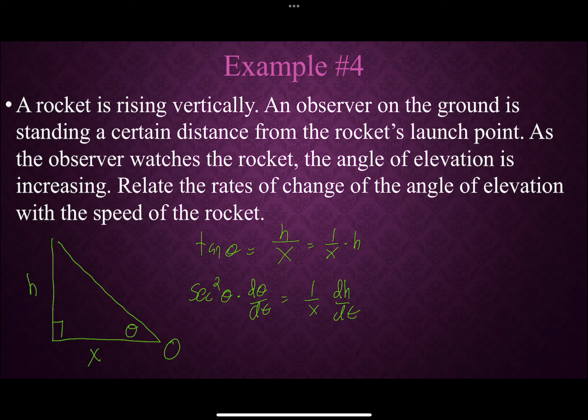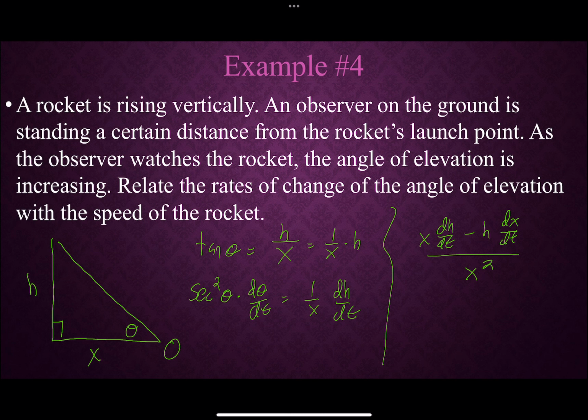If this was something where they were both changing, then we would have to use the quotient rule, which would be low d high minus high d low over low low. So that's how the right-hand side would look if both variables were changing, which obviously you try to avoid. So if you're working with angle of elevation, you'll try to work with one of the three sides that's not changing in the slightest. All right, so that's our setup.